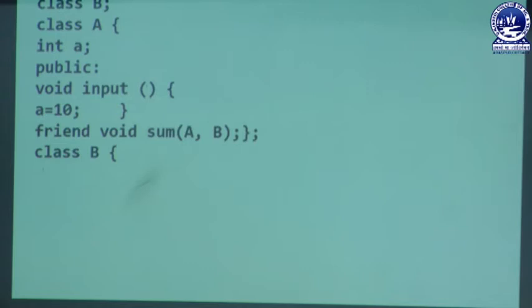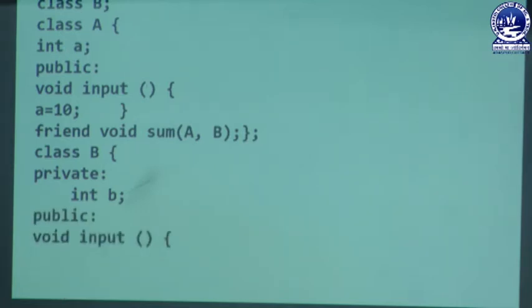Then I am going to declare class B. In the class B private section I have used int B. Then in the public part I have used void input, and in the input I have just initialized B equal to 20. You may use cout, enter a number, cin B, no problem. In order to simplify the program, I have just initialized it directly. Then friend void sumAB. Here again I have to declare it.